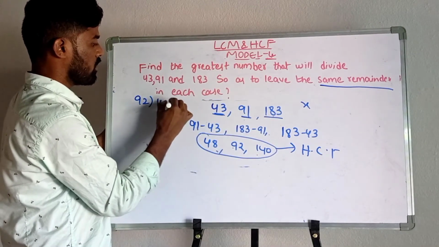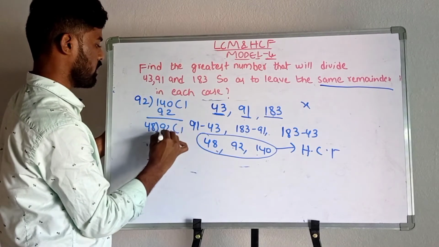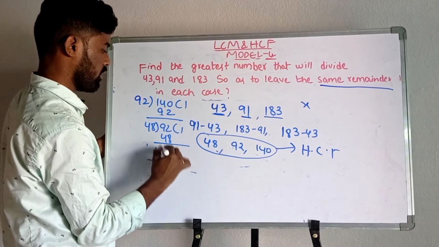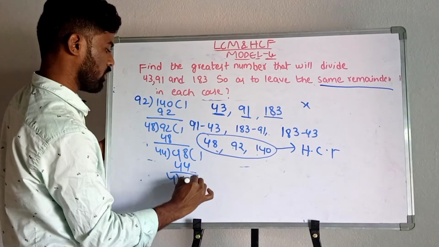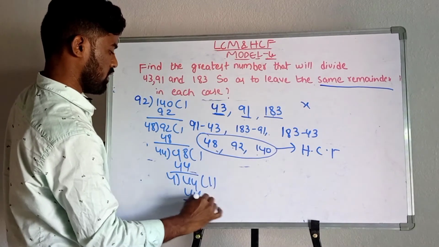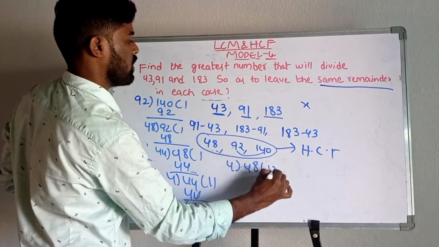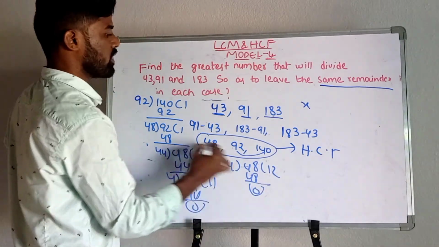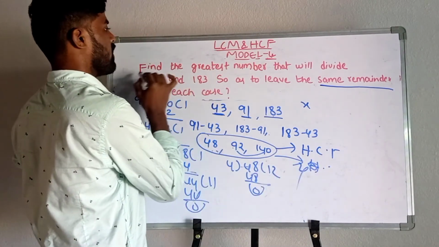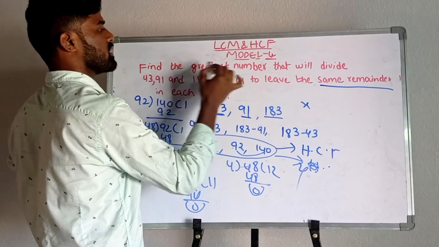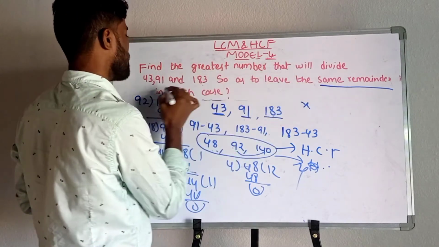92 divided by 48: 48 into 1 is 48, remainder 44. 48 divided by 44: 44 into 1 is 44, remainder 4. 44 divided by 4: 4 into 11 is 44. 4 is the HCF of these two numbers. Now we will see whether 4 divides 140. 4 is the HCF of these three numbers. Now our answer is 4. 4 is the number that will divide 43, 91 and 183 so as to leave the same remainder in each case.